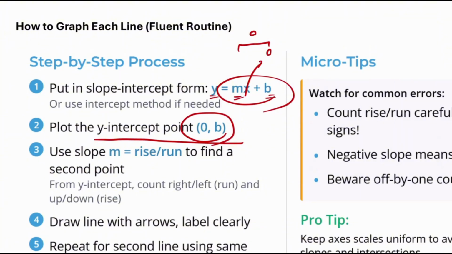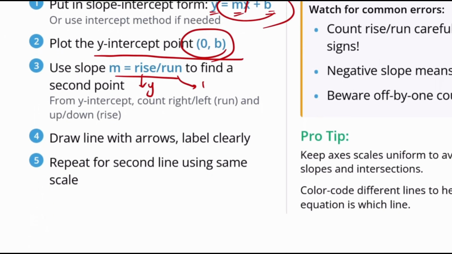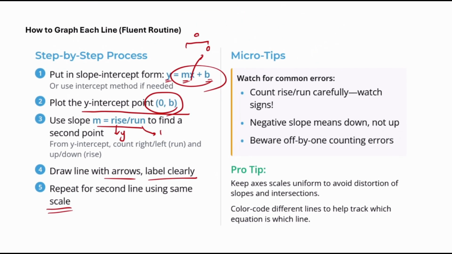So you have this point. After that, use the slope itself, rise over run. Most of the time, I tell my students it would be better to consider run as 1, and whatever rise you have is going to be your y steps. After that, draw the line with arrows, label them clearly, and at the end, do the same thing for the next line and find that specific point.